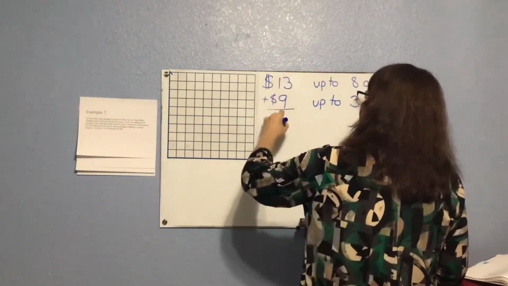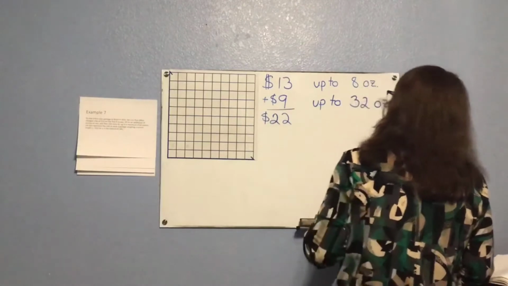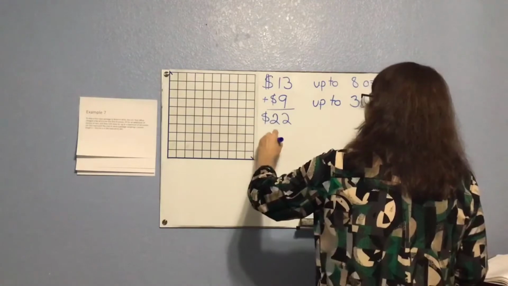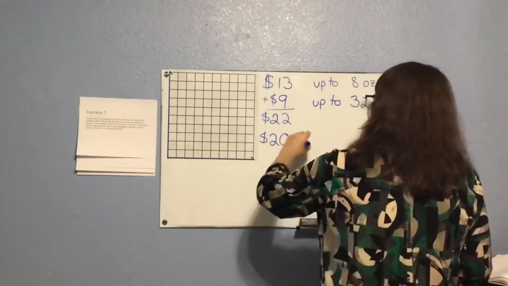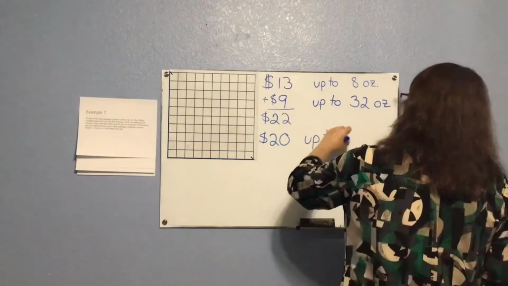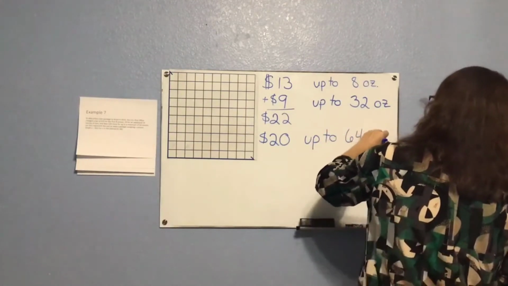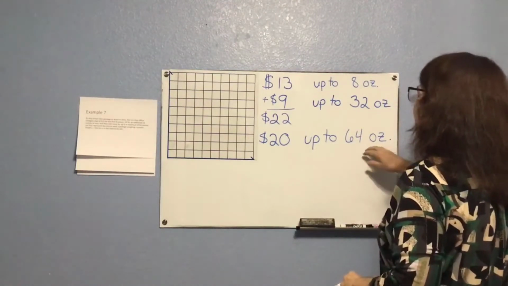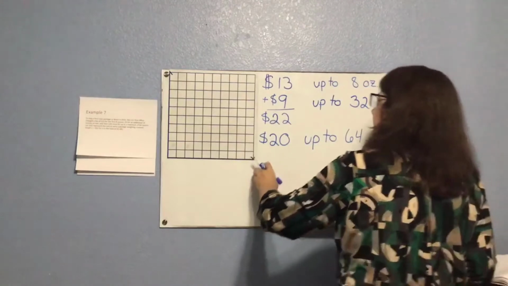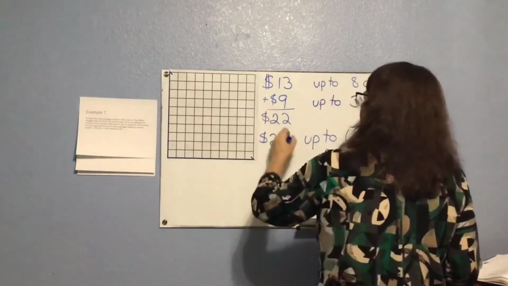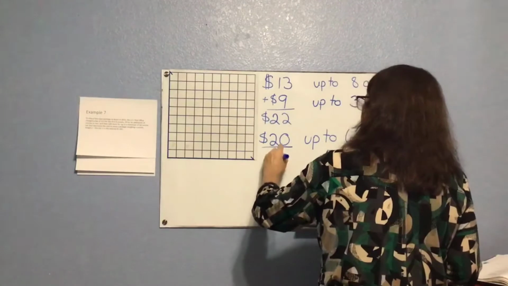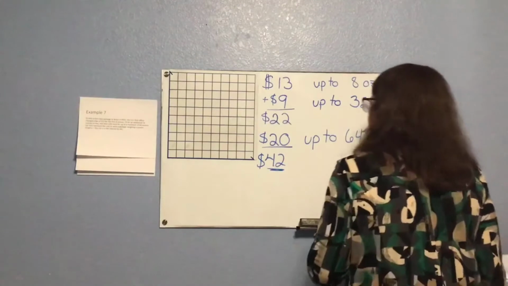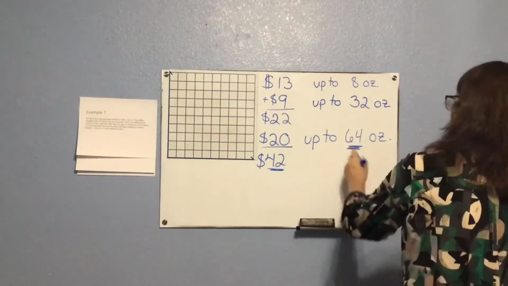Well, this was 22 for up to 32 ounces. And then I have to add $20 to that, up to 64 ounces. Okay, so my weight is going to be on the x-axis, and the charge is going to be here. So the 22 and 20 is going to be $42. So my y-axis needs to go up to 42. My x-axis needs to go to 64.